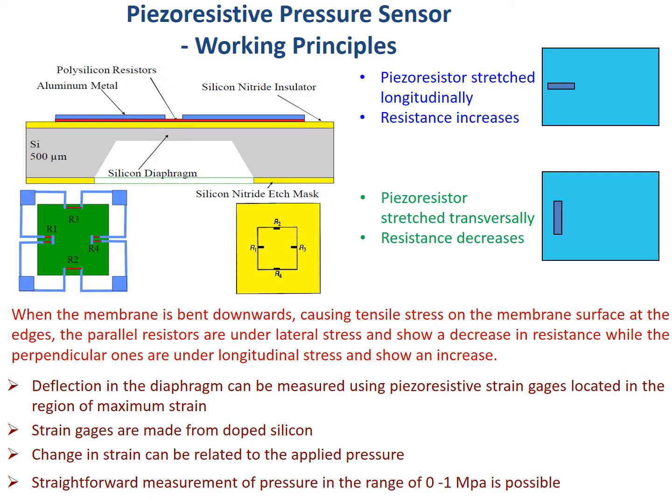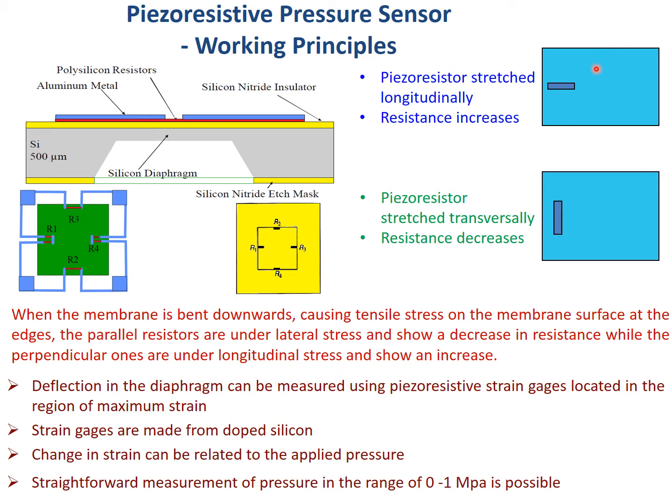Now if you see that, suppose when the membrane is bent downwards, then what will happen? It causes tensile force or stress on the membrane surface at the edges, right? The parallel resistors, listen carefully, will be under lateral stress, and will show a decrease in resistance, whereas the perpendicular ones will be under longitudinal stress and will show an increase in the resistance. So what does it mean?